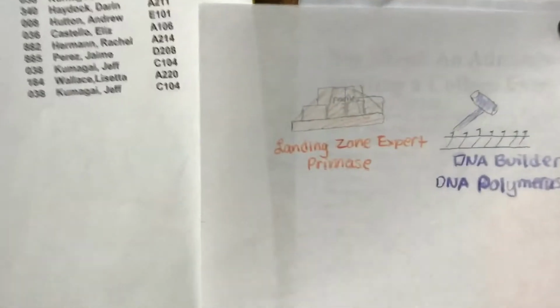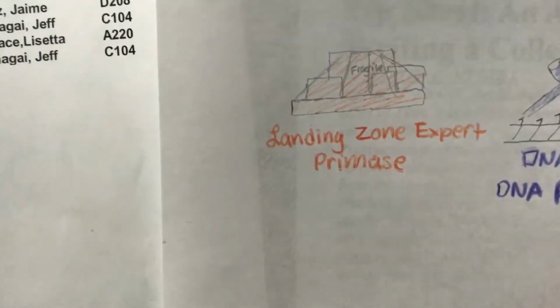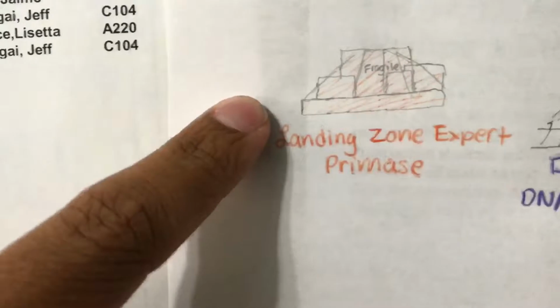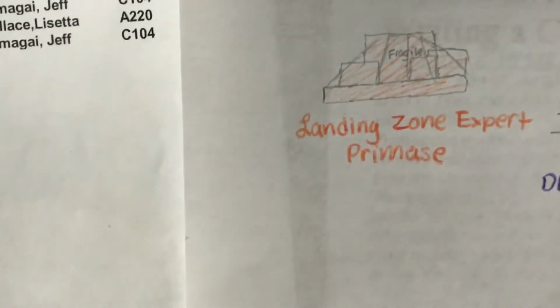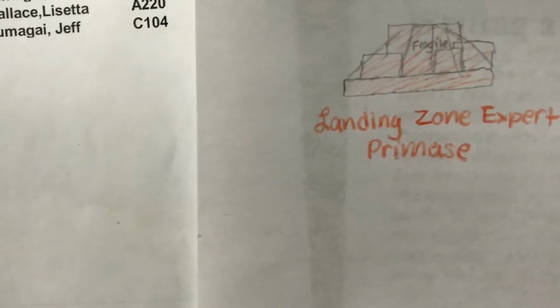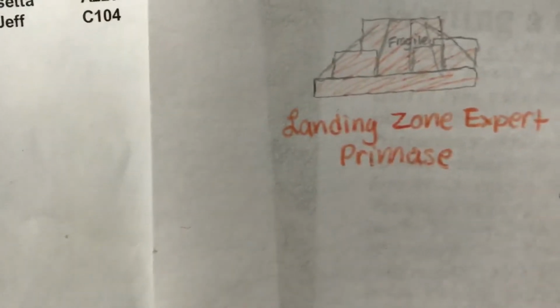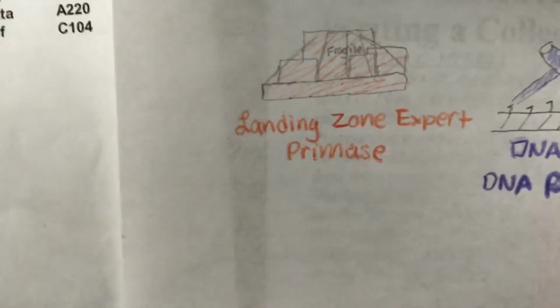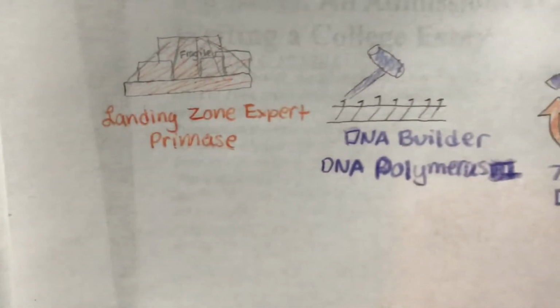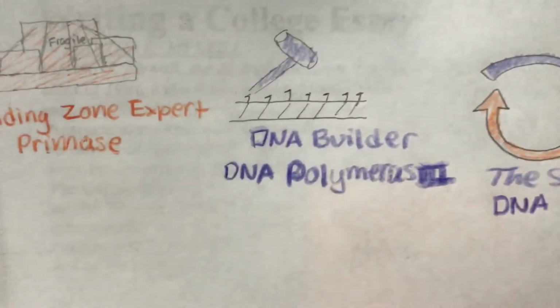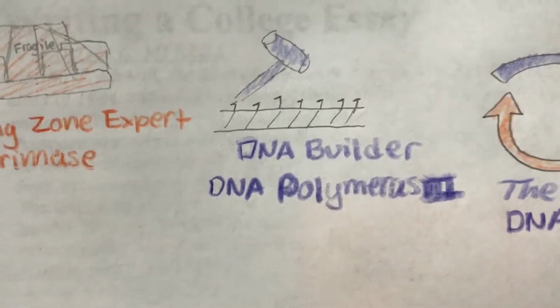So next, we have the landing zone expert, aka primase. And the reason why it's boxes and crates is because it does provide the landing zone, aka the origin point for where the DNA replication will actually occur, in the form of RNA primers. Its partner in crime is our DNA builder, DNA polymerase 3.